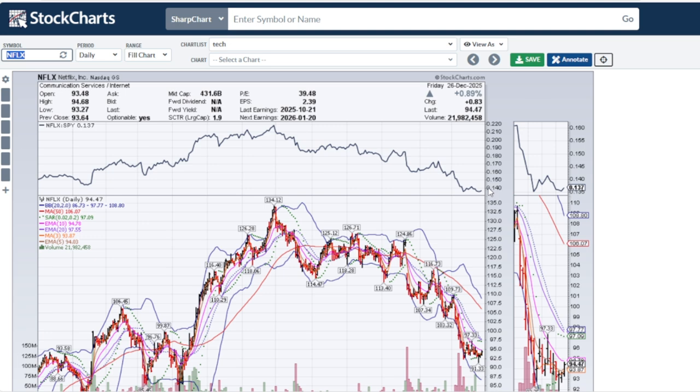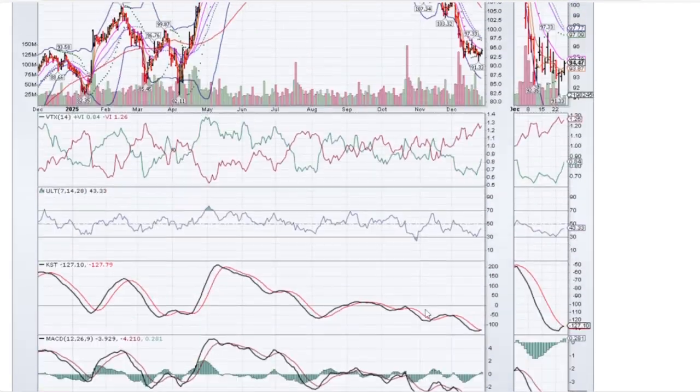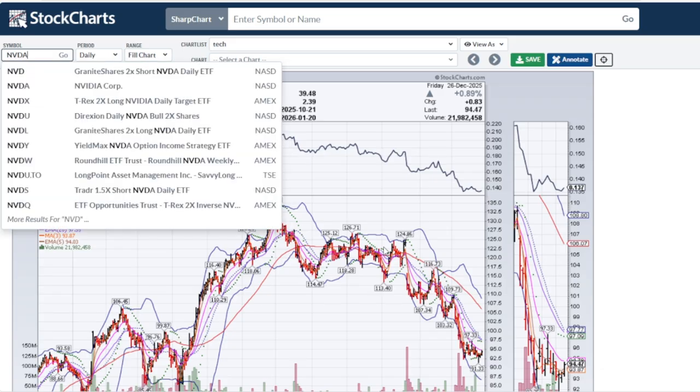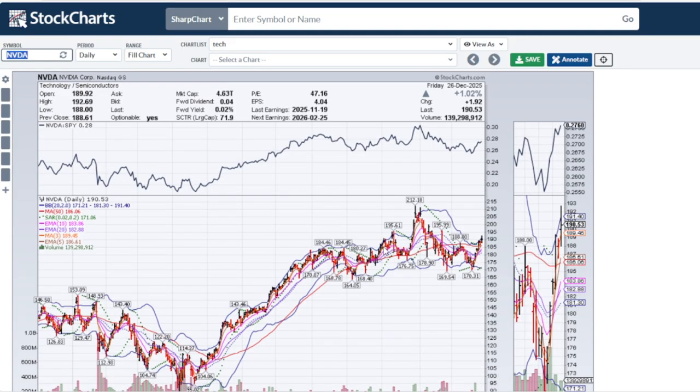That tells us that this stock could be oversold and looking for some midterm upside. So that's just one stock in the Nasdaq. Let's hop over to good old NVIDIA. Come on, guys. You guys like NVIDIA. Everybody likes NVIDIA.